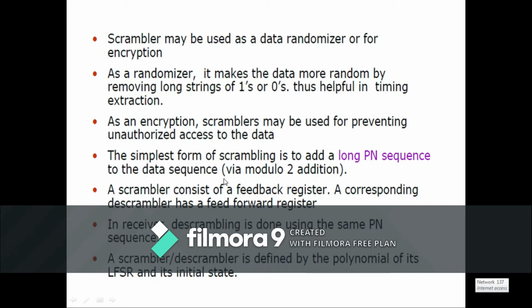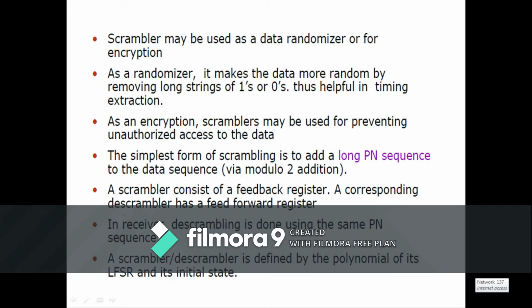The simplest form of scrambling is to add a long PN sequence to the data sequence, which is modulo 2 addition. With the help of the modulo 2 addition, the data will be shifted bit by bit. The scrambler consists of a feedback register, and the corresponding descrambler consists of a feed forward register. My dear students, when you design the scrambler, take care that the feedback register is very important, because whatever bit is obtained after the modulo addition is shifted into the shift register, and the corresponding descrambler has the feed forward register.